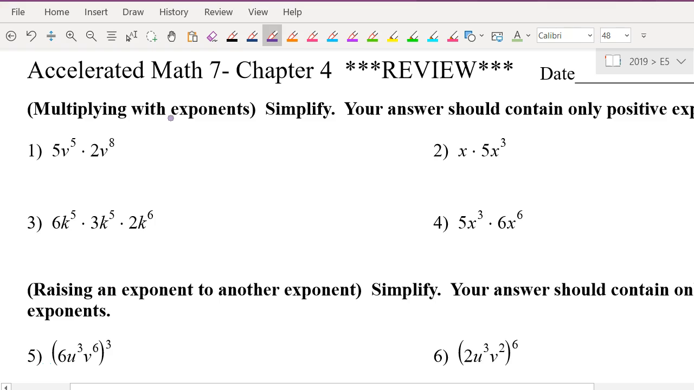Right, here we are. So, chapter 4 review. Now, what's important is that you think about what these problems mean instead of just memorizing, because you can confuse those rules really easily. Right? So if we expand this, what does it become?